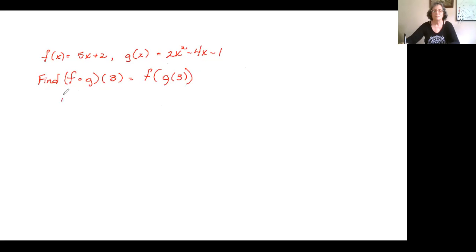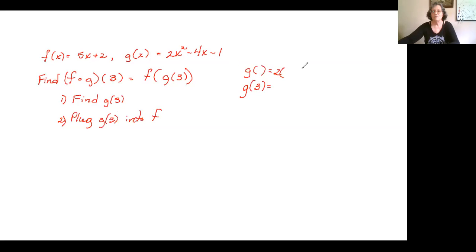There are different ways to do this, but the first thing we could do would be to find g of 3. And then we will proceed to plug g of 3 into f. G of 3, well, g of anything means 2 times your anything squared minus 4 times your anything minus 1. The x is nothing here but a placeholder.